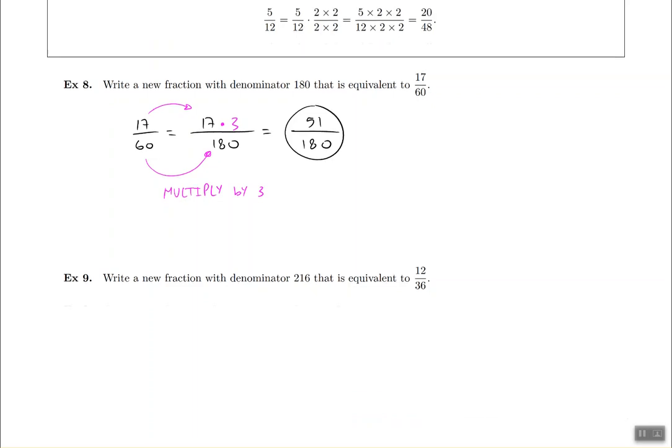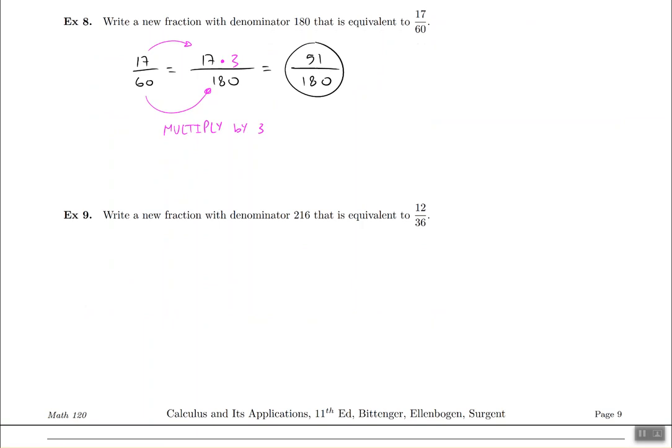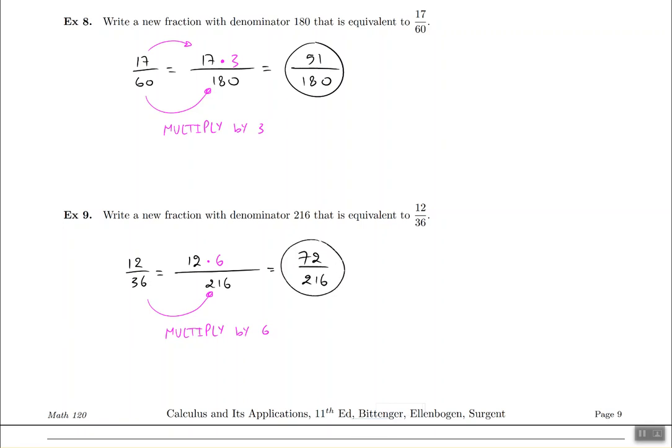Same thing again with the second one. The second one says 216 as a denominator. So we want 12 over 36 to be rewritten with a denominator of 216. What you want to do is figure out what you multiply 36 by to make it 216. In this case, you have to multiply by 6. So again, repeat the same process on the numerator. 12 gets multiplied by 6, and you will end up with 72 over 216. So we say that 72 over 216 is equivalent to 12 over 36, because if we put them in the calculator and divide them out, the result will be identical on both.